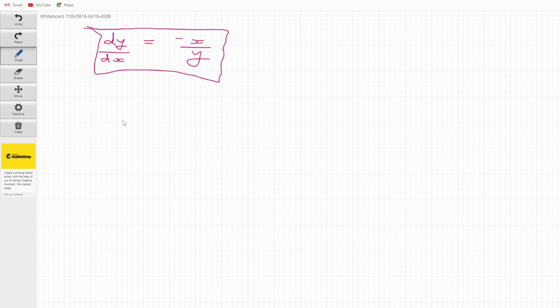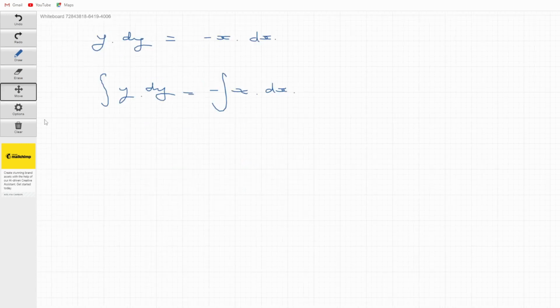We rearrange it and we write y times dy equals minus x times dx. And then we use an A-level technique called integration, where we write a big curly S, which used to stand for summa. It's like the sum. It's how we find the area under curves. So the integral of y with respect to y is equal to minus the integral of x with respect to x.